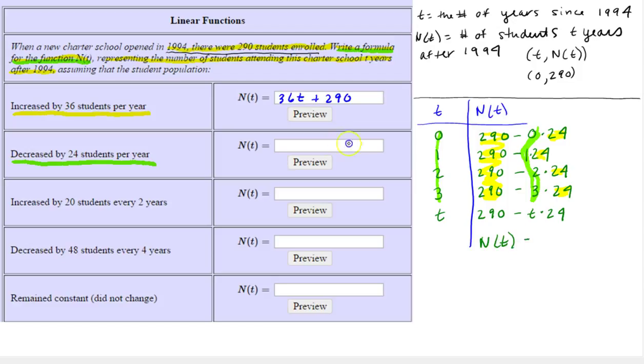So this form is fine, but kind of our y equals mx plus b, or our slope-intercept form, we would write the coefficient first, and instead of subtraction, we would think of this as a negative 24t if we write it out front, plus 290. So here's our initial 290 students, and with every increase in t, we subtract off an additional 24 students. So negative 24t plus 290.